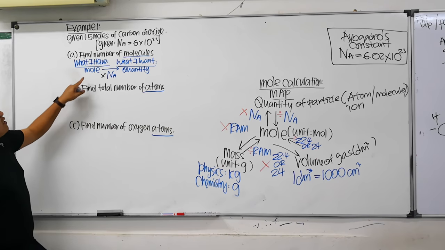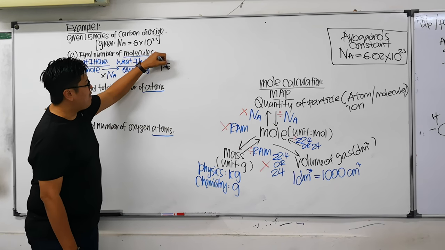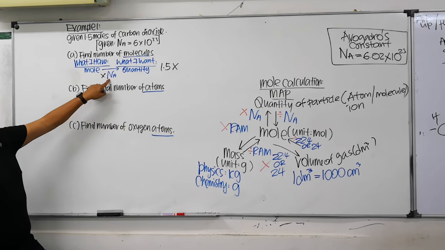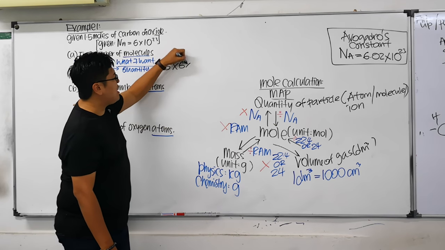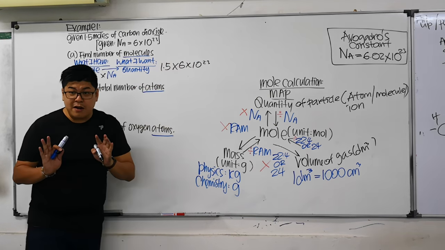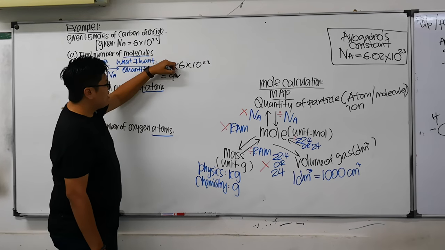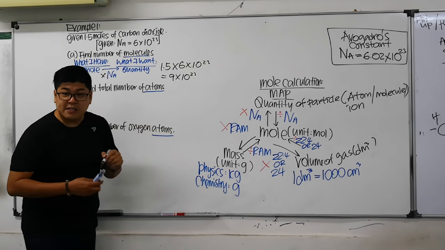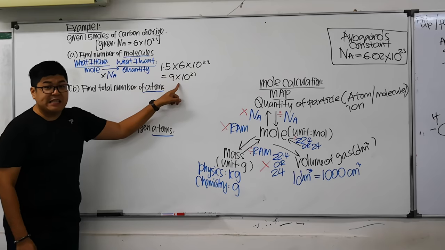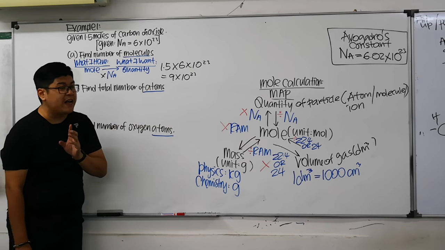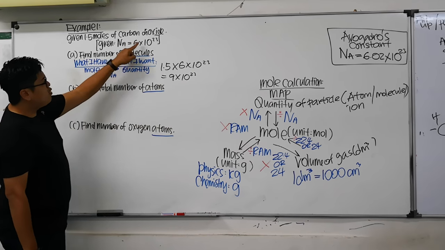Let's work on it. What is my mole? 1.5 times, what is my Avogadro constant? 6 times 10 power 23. Key in everything, you get 9 times 10 power 23. Understand? So this is the amount. Is this answer what we want? Yes. Why? Guys, recall back. They want us to find molecule.